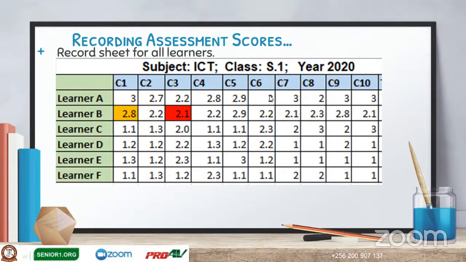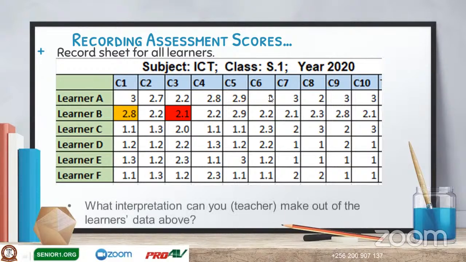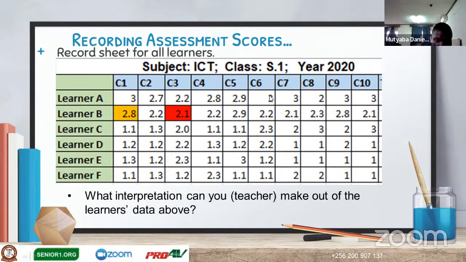Then at the end of the day, you're going to have this, and the interpretation is, what interpretation can you, the teacher, make out of the learners above? Let me get the interpretation from Mr. Mwonge. Mr. Mwonge, you're welcome. I can see here, I've not been seeing you. Yes, Mr. Mwonge, can you give us an interpretation as I'm winding up? I'm using 2 or 3 more minutes.